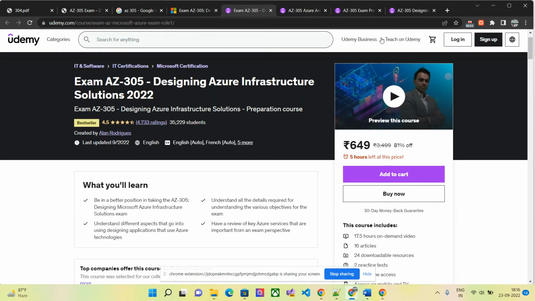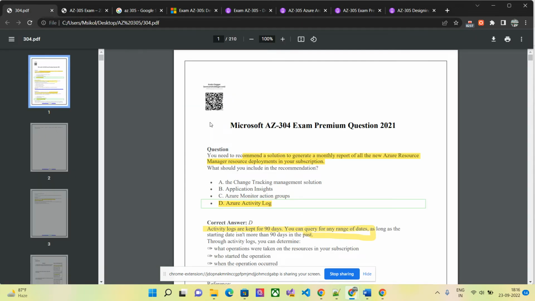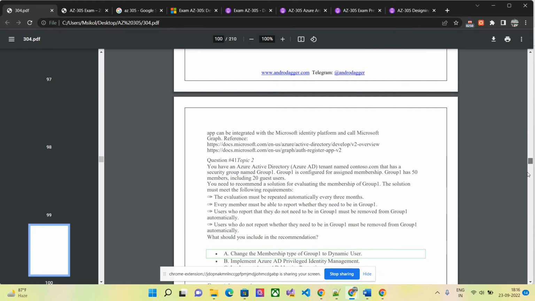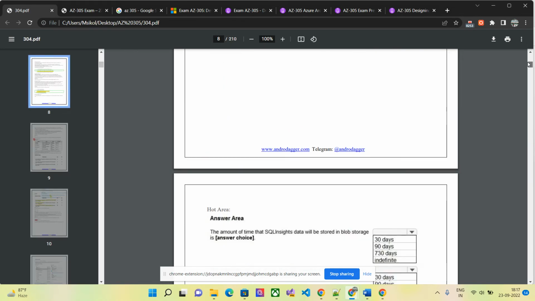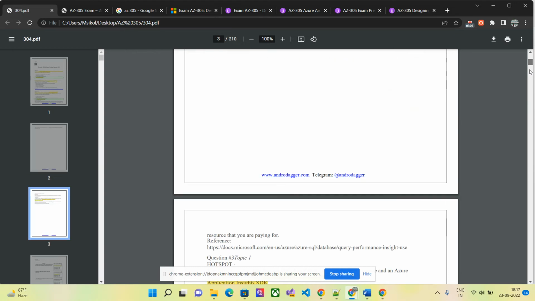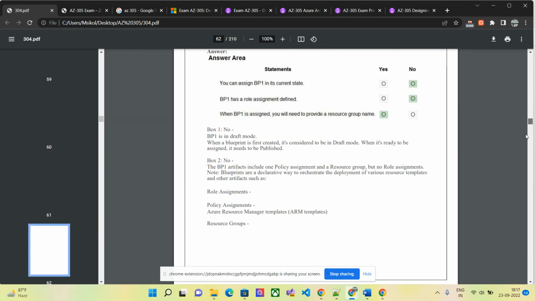Once you have completed this, you need to go through the question and answer. In 305, the questions come from both 304, the previous exam, and 305. So for 304, you need to complete the entire PDF. It has around 248 questions. These questions are slightly old, because after 2021 there is no update, as this exam is retired. But still you need to go through all the questions, because you may expect around 30 to 40% of questions from here itself.